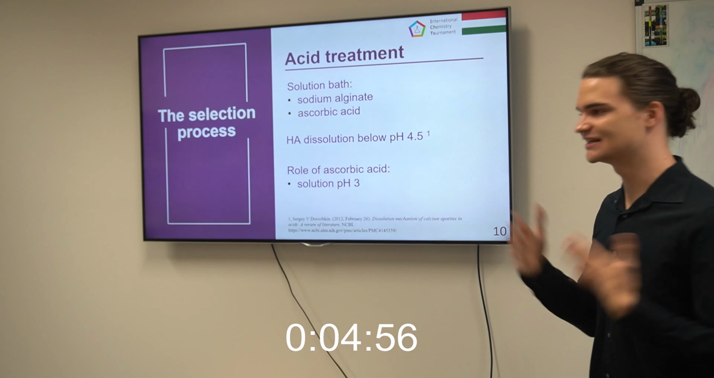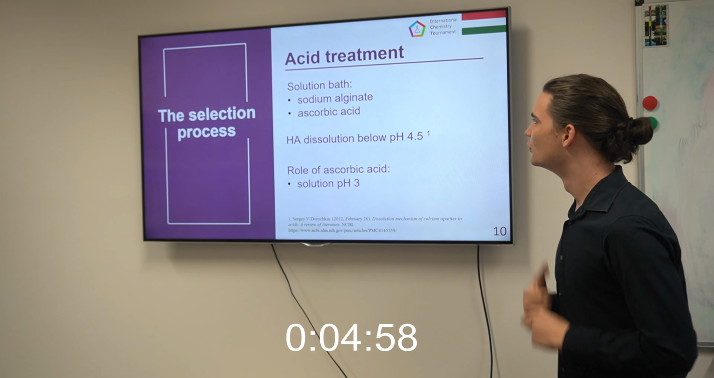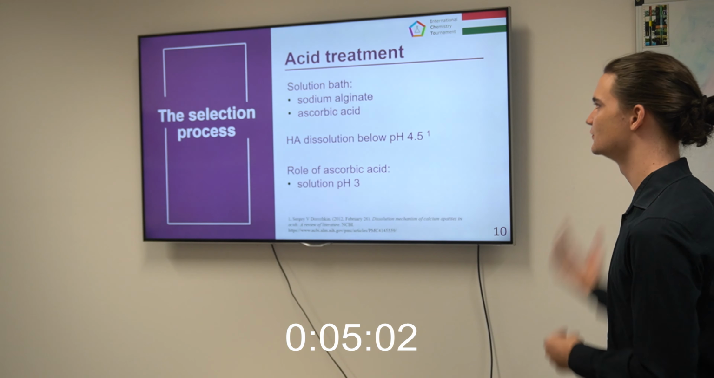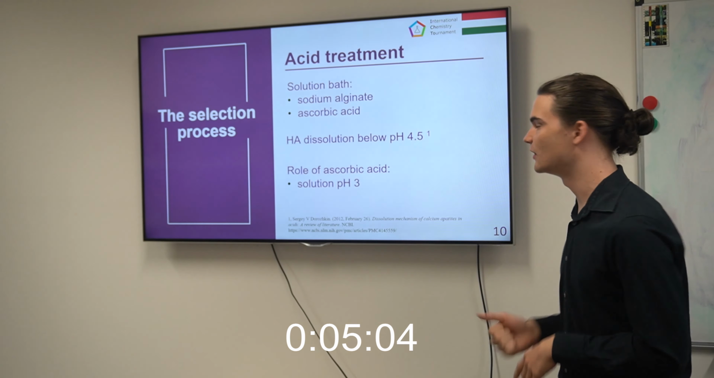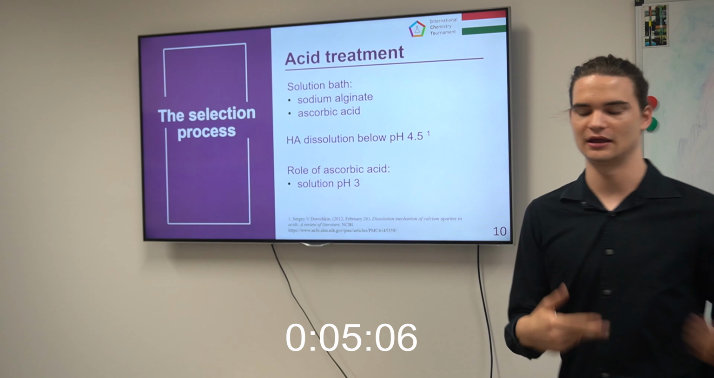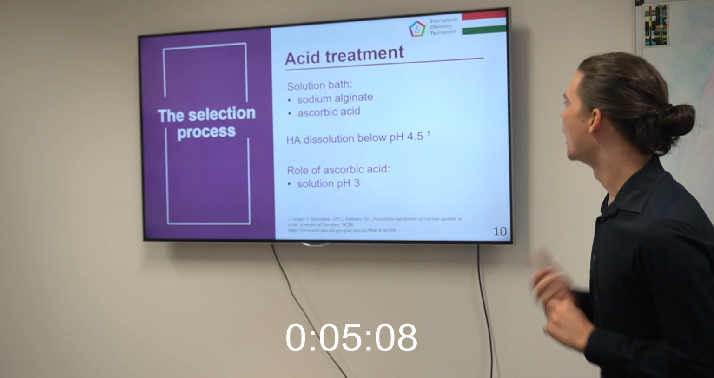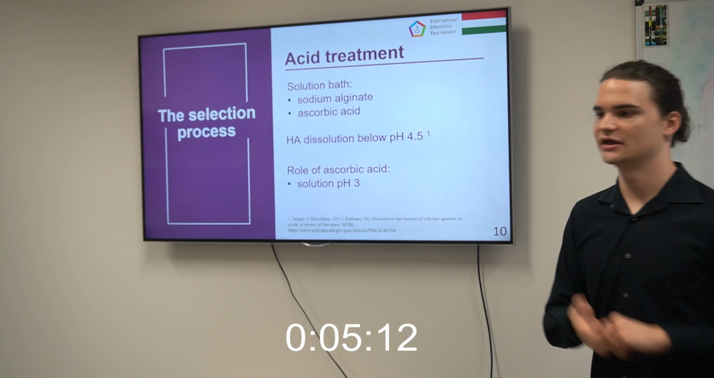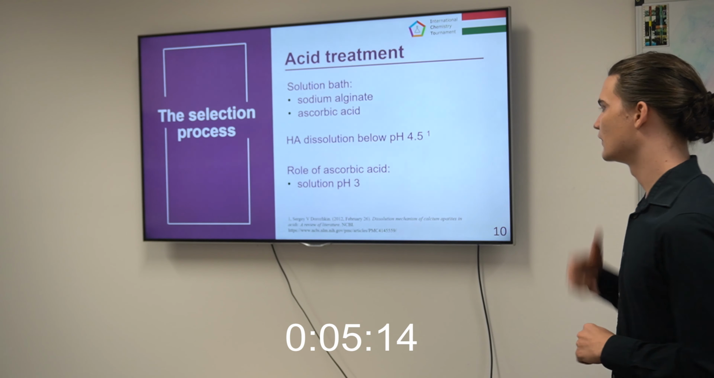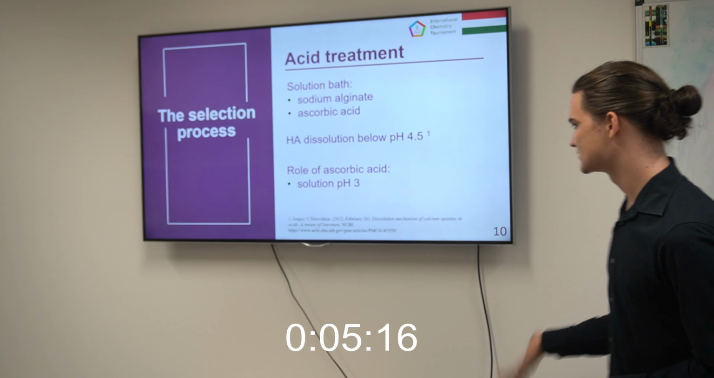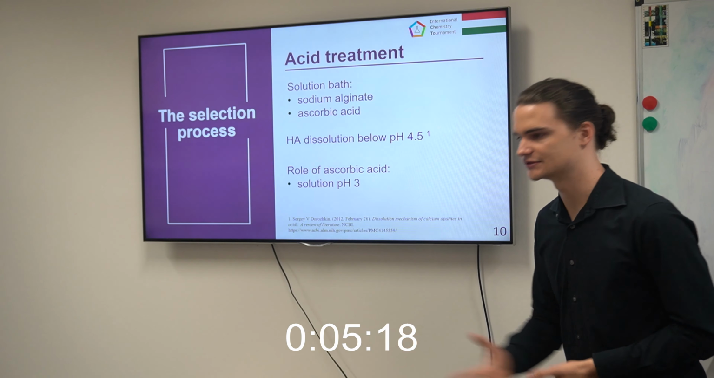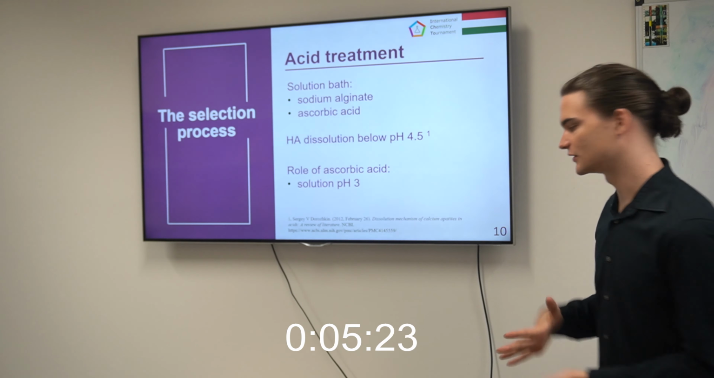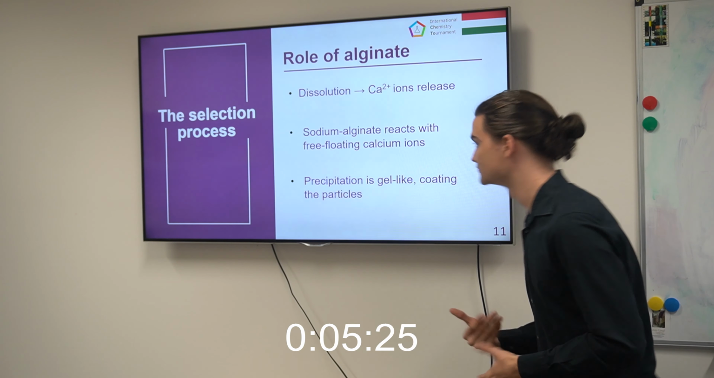And now comes the selection step. The crystal particles are first dumped into a solution bath consisting of sodium alginate and ascorbic acid, and it's an aqueous solution. Hydroxyapatite dissolves below pH 4.5, and therefore we use the ascorbic acid in the bath to set the solution's pH to 3, just to make sure that the crystal particles are dissolving, or at least start to dissolve.